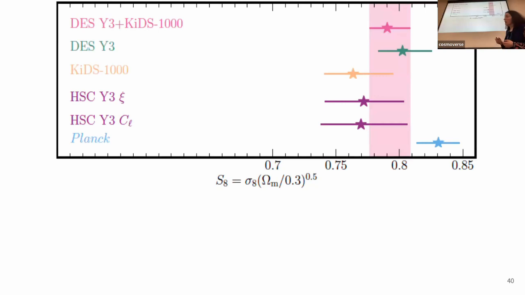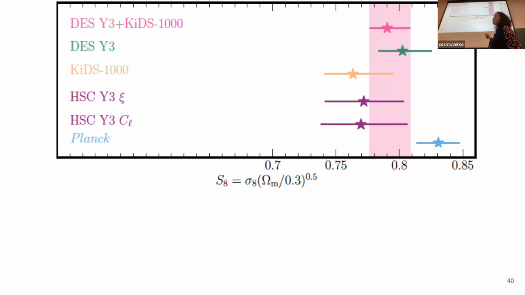Okay, so this is part of that plot that you saw earlier. So this is our hybrid analysis result. And you have, for comparison, the Planck result here.